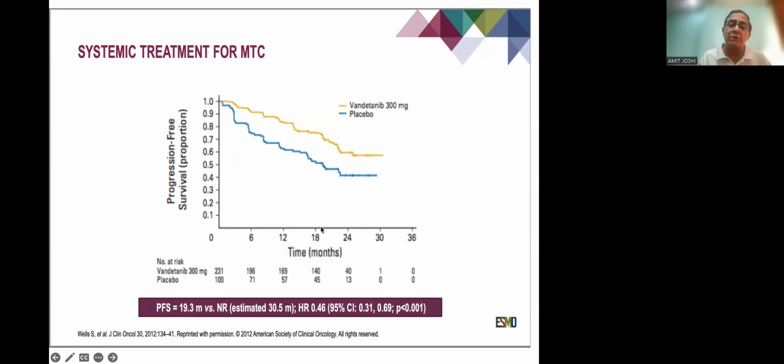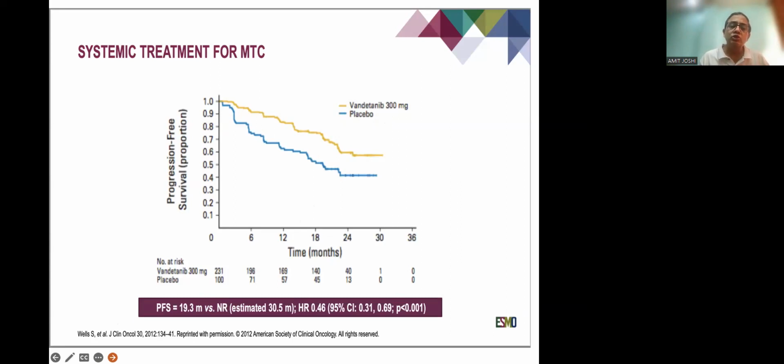So at the time of presentation of this data, more than 50% of patients were still continuing vandetanib, whereas the patients in the placebo arm had disease progression. So this was the first breakthrough in the management of metastatic medullary thyroid cancer. With the publication of this data around 2012-13, vandetanib got approval.